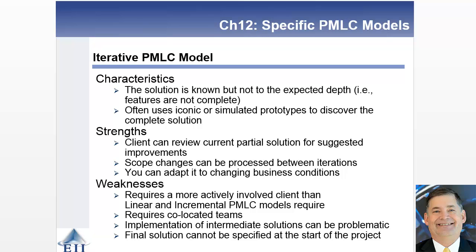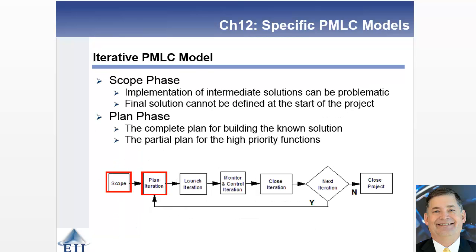That does have some weaknesses. It does require more active involvement by the client. It does require co-located and skilled teams. Certain problems do not lend themselves to intermediate solutions, so you can have some challenges there. And you really can't specify the final solution at the start of the project. If you could, then of course it would be a traditional project, and you would be using a different model completely. All right, so let's look at now the different phases.